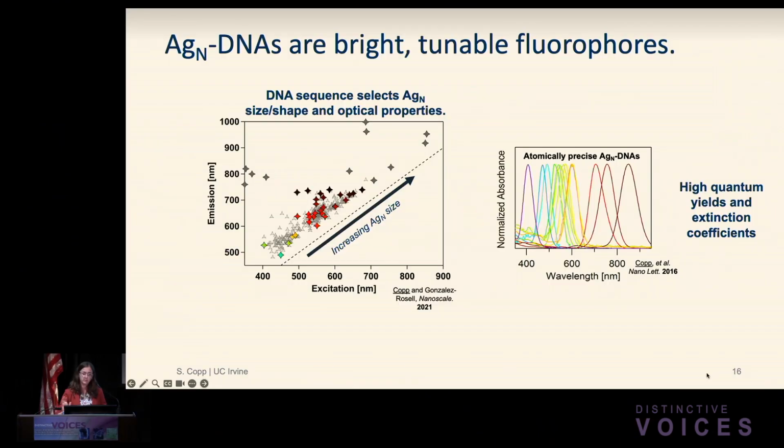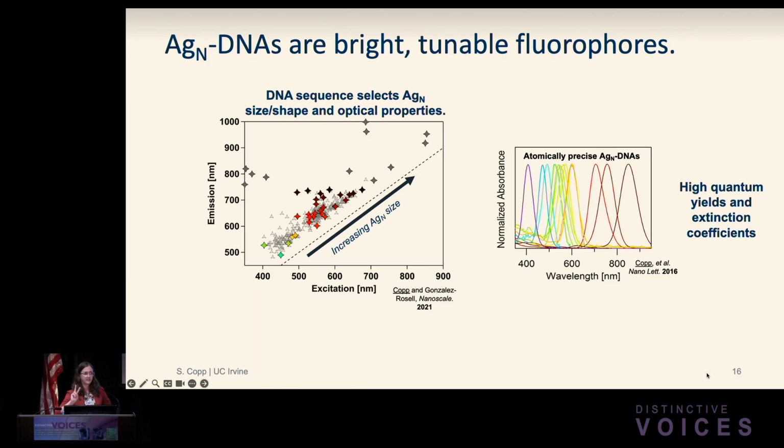In terms of their properties as fluorophores, they can be very bright. So they have what's called a high quantum yield and a high extinction coefficient in many cases. They emit a lot of light. And they have relatively narrow line widths, which means that we could do this multiplexing relatively easily.